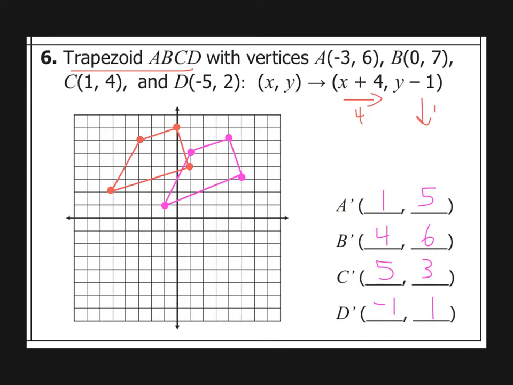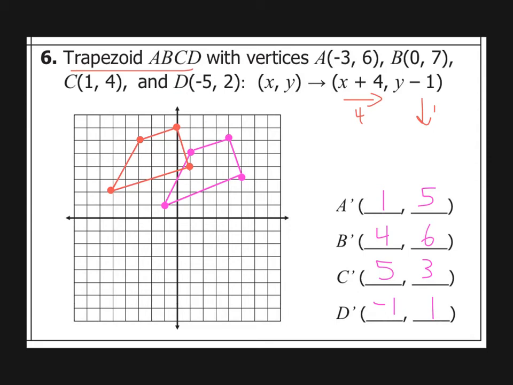Okay, so how'd you do? Here are the coordinates that I came up with for A prime, B prime, C prime, and D prime. And when I take my original figure here, this red one, that's my pre-image, and I move it over 4 units, 1, 2, 3, 4, and down 1, boom, I land right on that purple, or pinkish one. So I think everything went well.